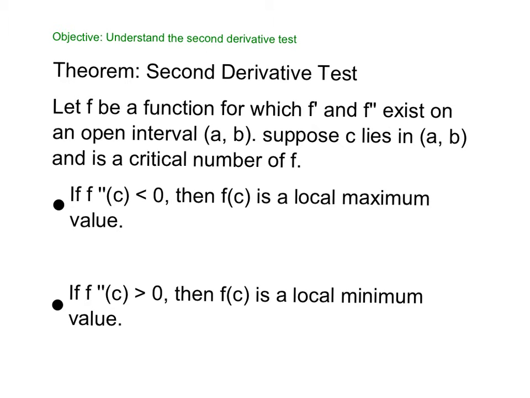So if the second derivative at that point is less than 0, it's a max. So think of it like this. If we have a max, what's the concavity? That's concave down, right? So it's kind of logical. If we have a minimum, our graph is concave up. So basically that's what it's saying. Now you can use the first derivative test. Let's check the signs on either side, but sometimes this is easier.